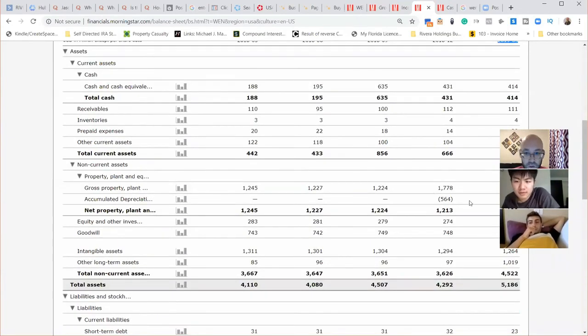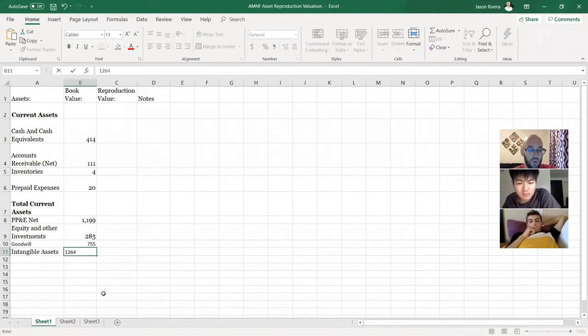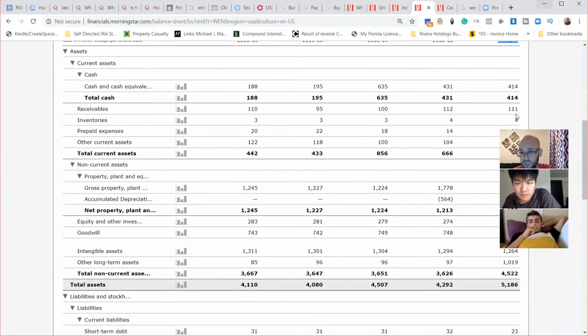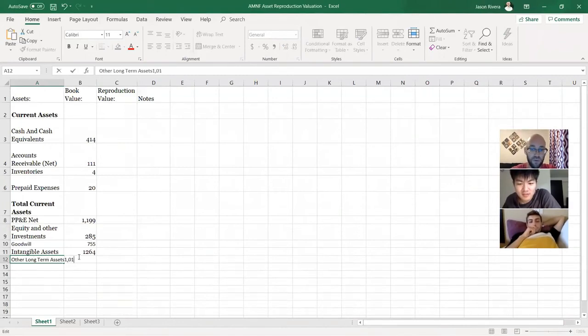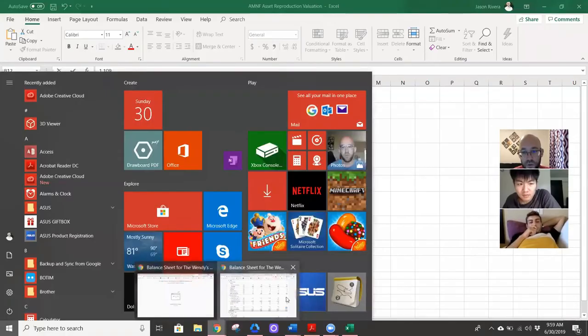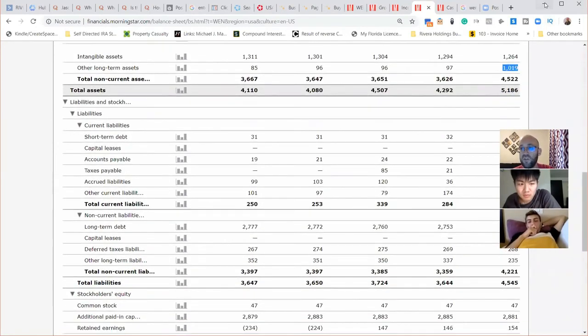Oh, right. Okay. 1264. Other long-term assets. This has gone up a lot in the last quarter. What's the long-term asset? It depends. It's usually a catch-all. You have to go to the footnotes to see what's exactly in there. Okay, so I'm going to add this up first. Total assets, 5186.